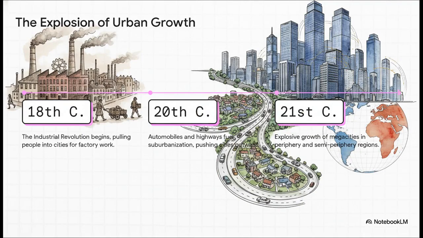And you can see that growth just explode on this timeline. The Industrial Revolution kicked the whole thing off, pulling millions of people from farms into cities to work in factories. Then, boom, the 20th century hits, and the car and highways just blew the city's boundaries wide open, creating all the suburbs we know. And the story today? It's the absolutely mind-boggling rise of megacities, especially in developing parts of the world.